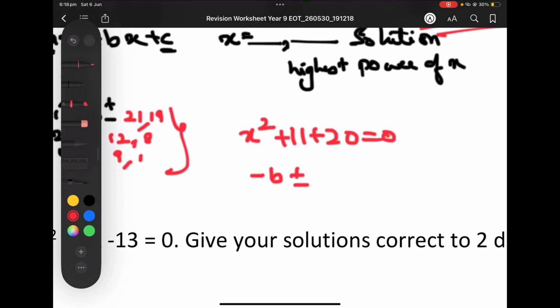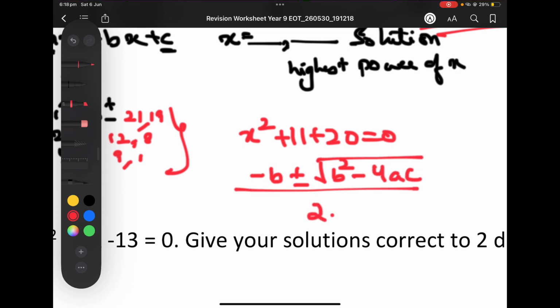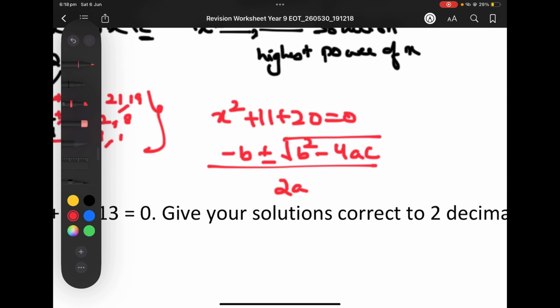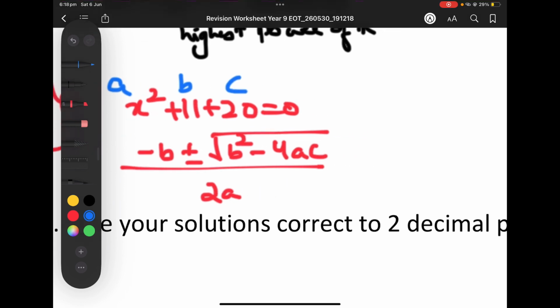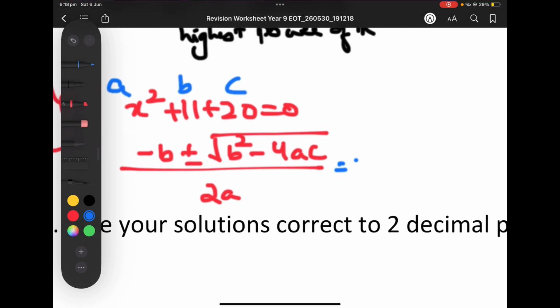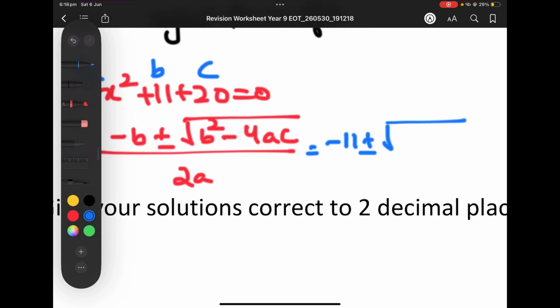Minus b plus or minus the square root of b square minus 4ac, over 2a, is the formula that is given to you. Okay, now quickly moving ahead. This is my a, this is my b, this is my c. So the formula says minus b, so it becomes minus of 11 plus or minus. Now you would say, how am I going to put this in the calculator? I'll show it all to you, don't worry.